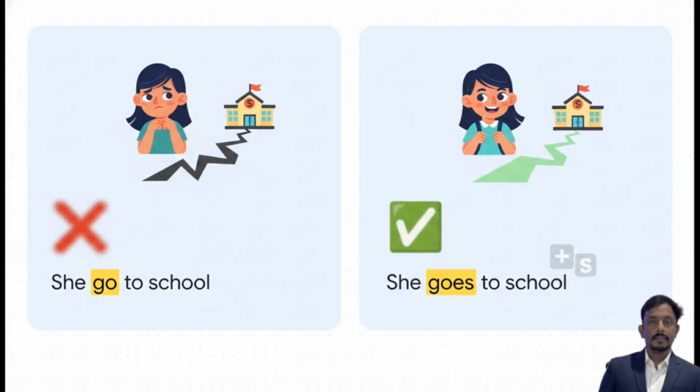Take a look at this. It's amazing how one little letter can change everything. She is just one person, right? It's a singular subject, so the verb needs that little s at the end to match. We don't say "she go," we say "she goes." It's a tiny, tiny detail that makes a world of difference in sounding natural.